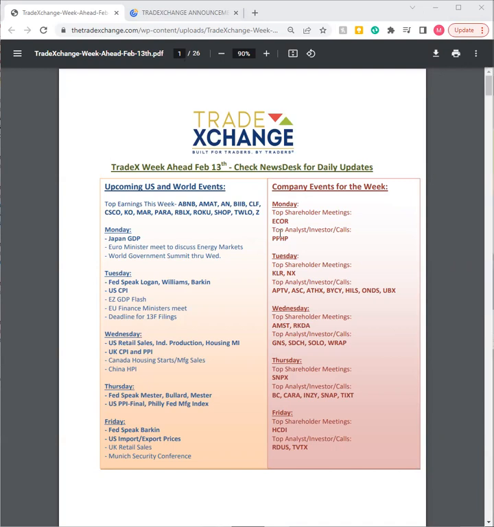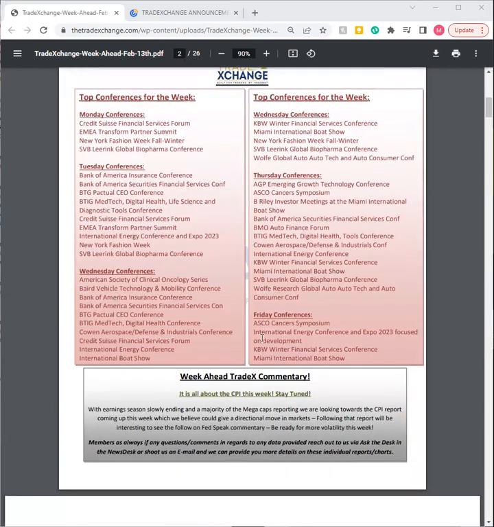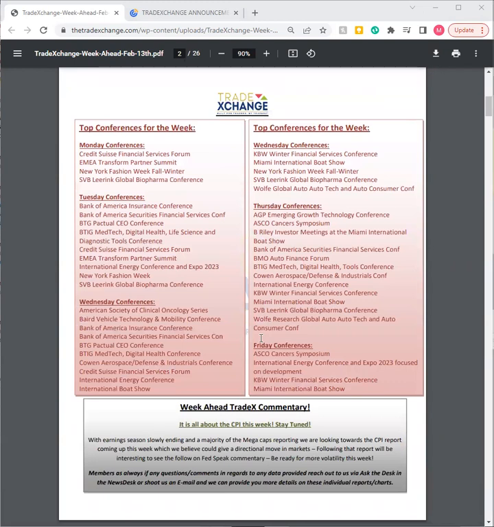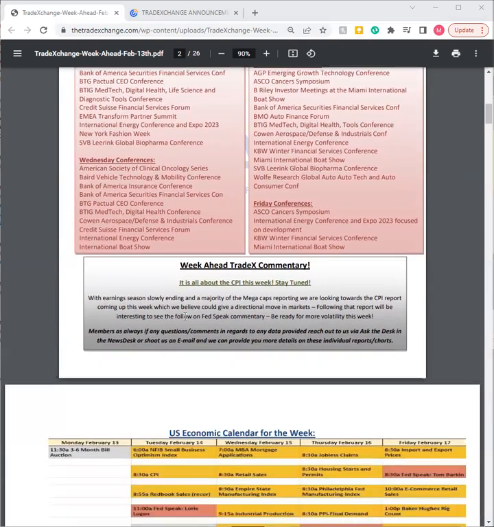As always, members, we have your company events for the week, companies in regards to shareholder meetings or analyst or investor calls. We also have your top conferences for the week. As always, members, you can always reach out to us via email or ask the desk to get an understanding if there are any specific companies that will be presenting during these conferences. So you can always reach out to us and we'll give you a clearer breakdown.